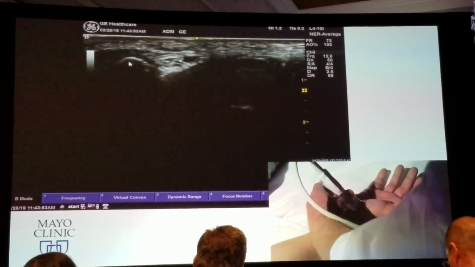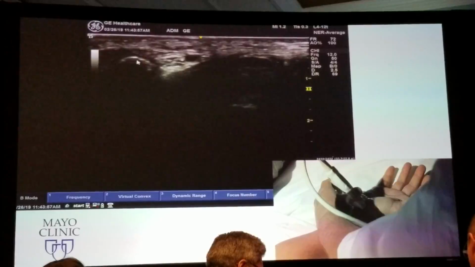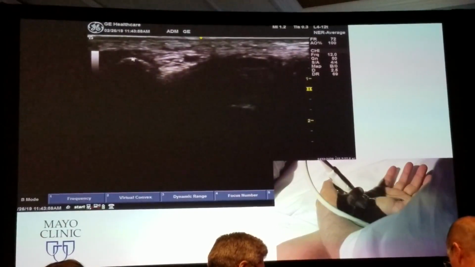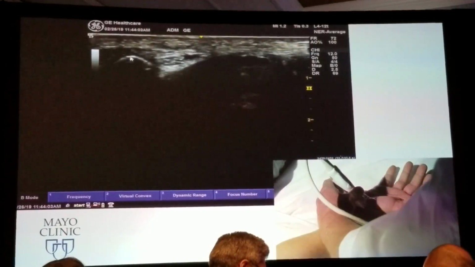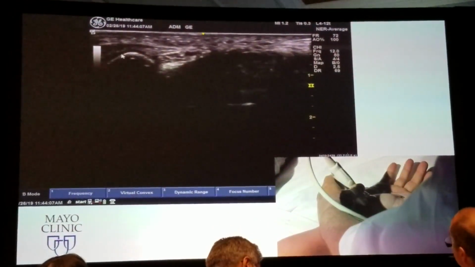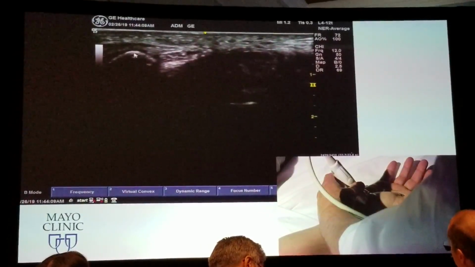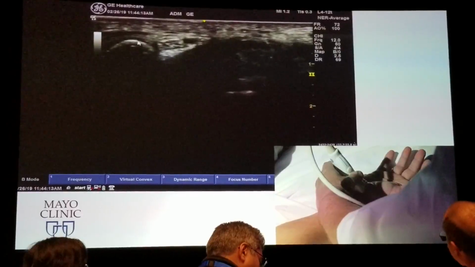And notice behind it, you can't see anything behind it. None of the ultrasonic waves will penetrate behind or deeper to the bone. They're all reflected back or scattered from the bone surface. And so that is how you can identify a bone structure, right? That's one of the key features. And bone is among the easiest to identify.